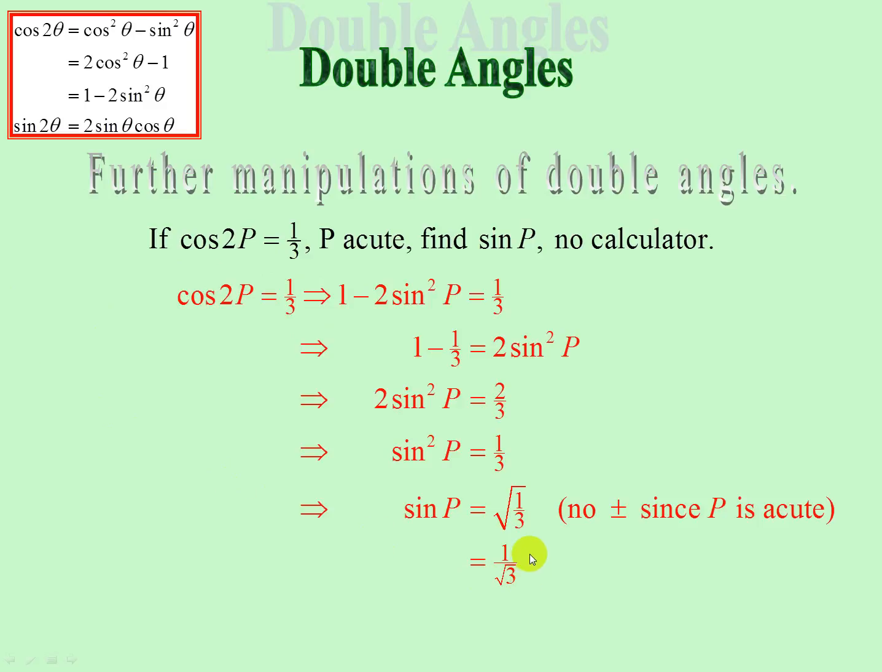Some may write that after that as root 3 over 3 because that's considered simpler than 1 over root 3.